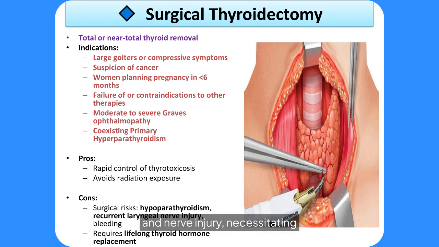However, surgical risks include hypothyroidism, hypoparathyroidism, and recurrent laryngeal nerve injury, necessitating lifelong thyroid hormone replacement, as well as calcium and vitamin D supplementation. Recurrent laryngeal nerve injury typically presents with hoarseness, a weak or breathy voice, and occasionally stridor or aspiration.